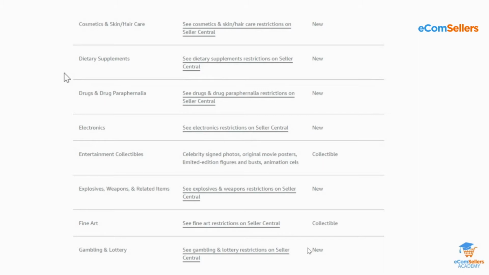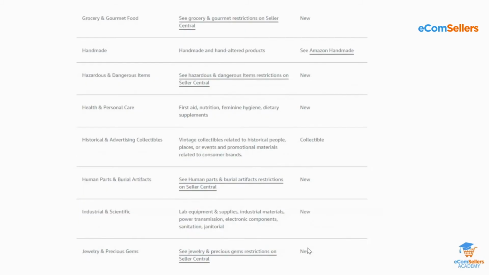Says you can sell them as a collectible. Explosive weapons and related items says you can sell them as new. Fine art says you can sell them as collectibles. Gambling and lottery says you can sell them as new. Grocery and gourmet food says you can sell them as new. Again, I know that there are a lot of brand restrictions under there in certain types of foods.